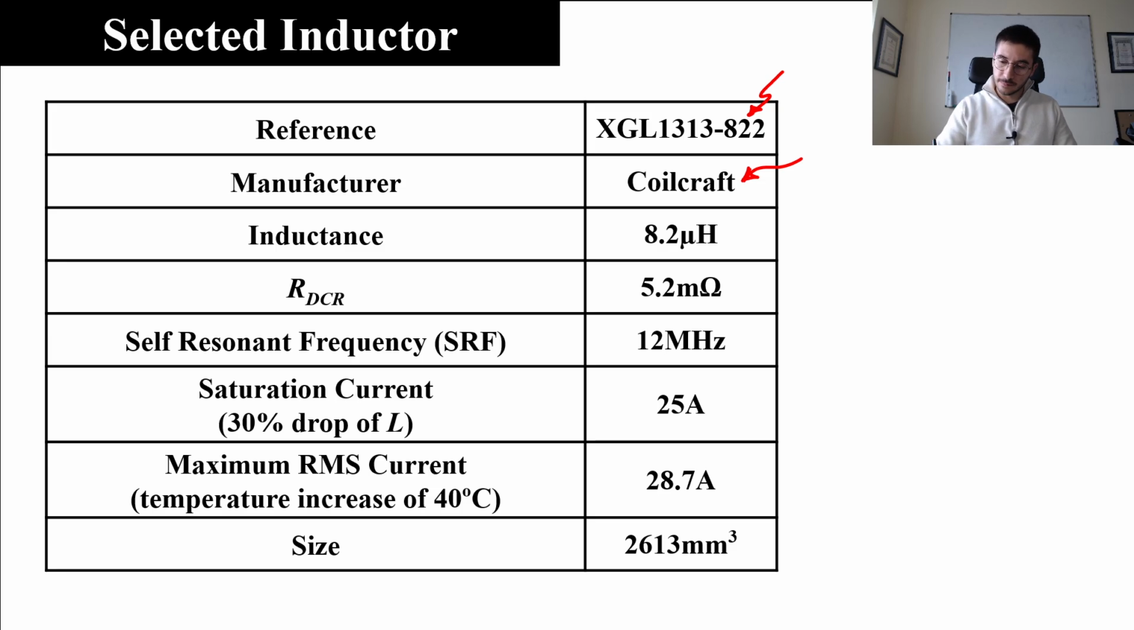The nominal inductance is 8.2 microhenries, which is higher than the theoretical value we require, because the theoretical value, I think, was 7.9 microhenries. But if we increase the inductance, we reduce the peak-to-peak current ripple, so there is no problem. It's something that we can do. And the resistance of the windings is 5.2 milliohms.